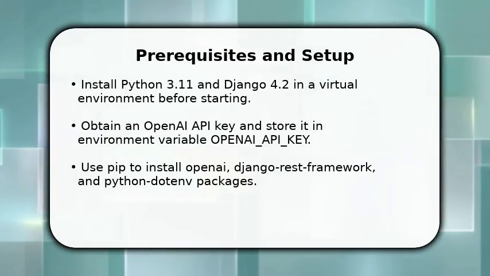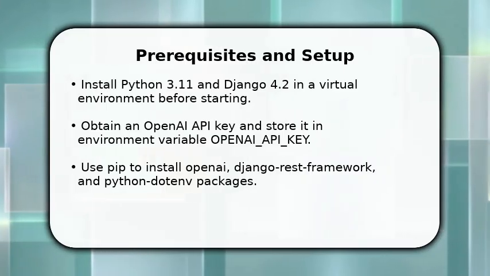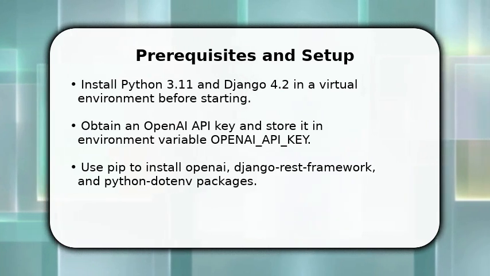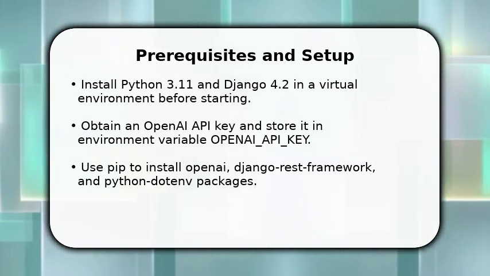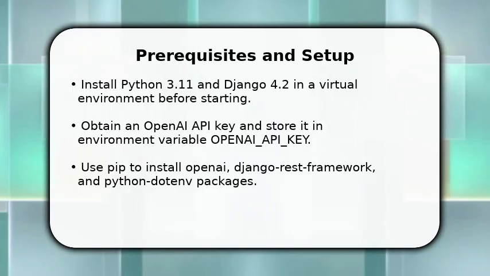Create a new Django project and app with the manage.py startproject and startapp commands. Configure settings.py to load environment variables securely from an .env file. Run migrations and confirm the server responds on the default port.